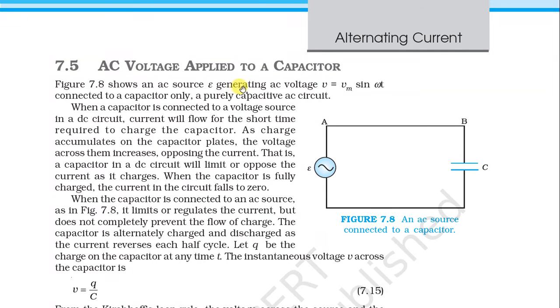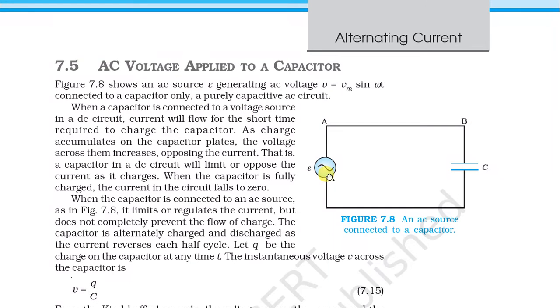So the AC source E generates an AC voltage V equals Vm sin omega t. You have already seen in the previous two lectures, where we connected an inductor and a resistor, but here we are connecting only a capacitor.